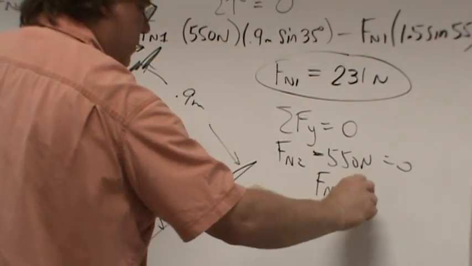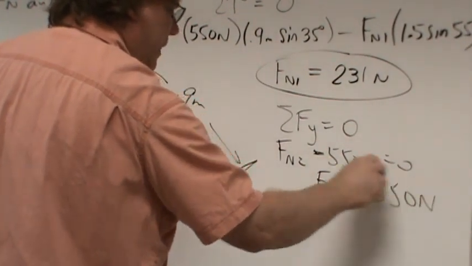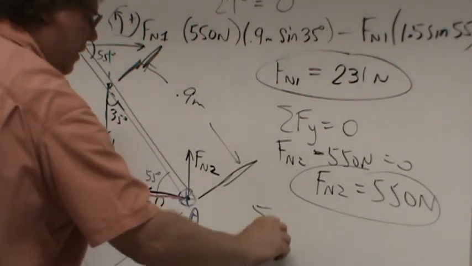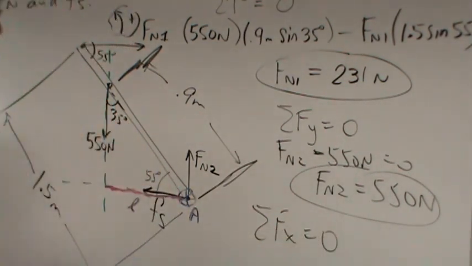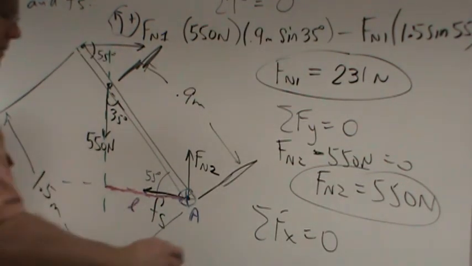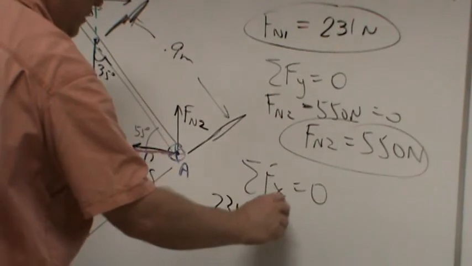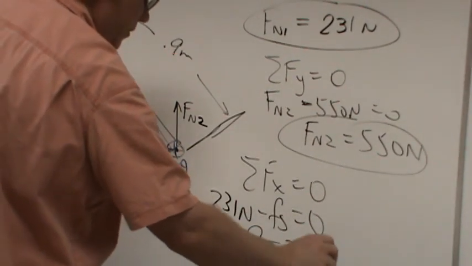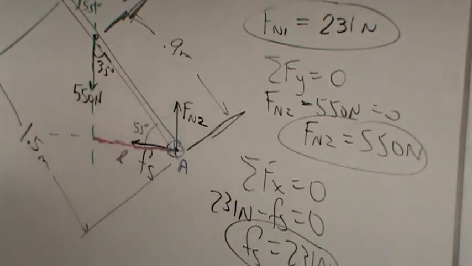So normal force 2 is equal to 550. No need to do any torques now. The force equations are just too darn easy. And the sum of the forces in the x direction equals 0. Well, hey, I got that guy, and that's all I got. You know, I got the 231 newtons, and I got the static friction force. So the static friction force is 231 newtons. You see? So once you use a torque equation to find one of the unknowns, just do sum of the forces to find the others, and you'll be fine. You know?